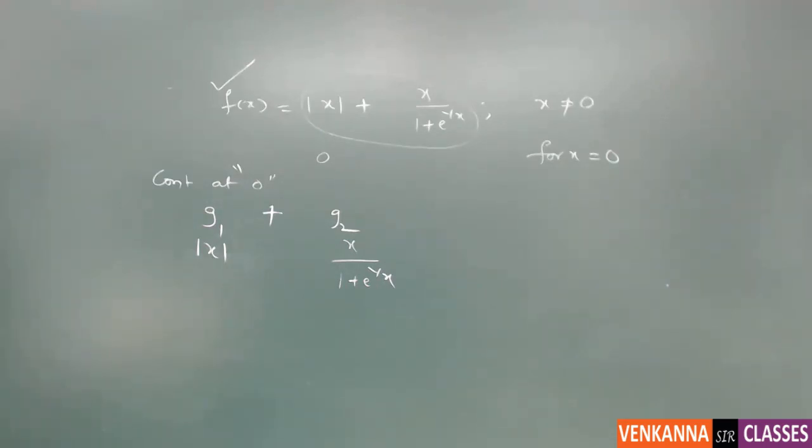Whenever the given function looks complex, but it can be written as a sum of functions, then by verifying the continuous nature at the point individually for each function and combining the results, you can verify whether the given function is continuous or not at that particular point. That was the underlying idea.